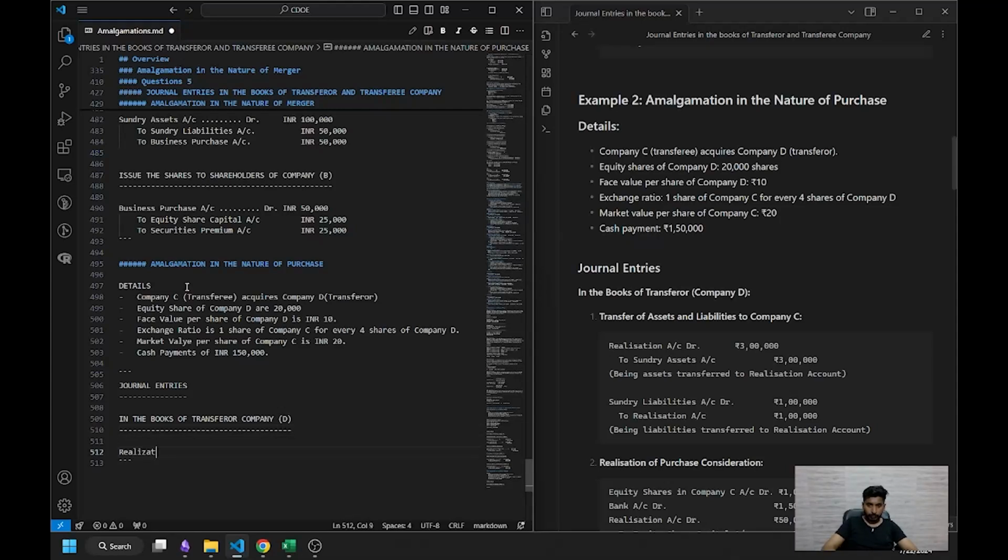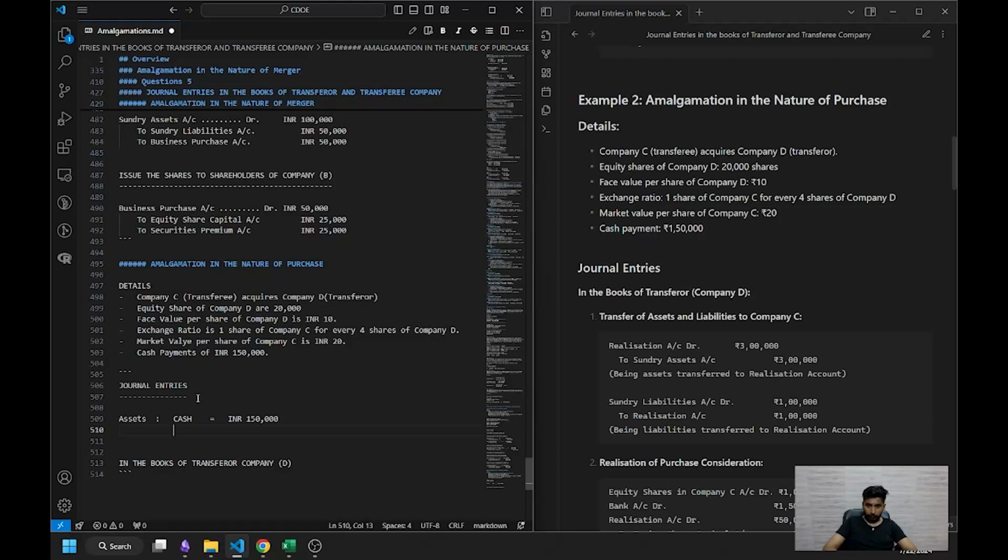First of all, the realization account. Now, how the assets of rupees 3 lakhs. First of all, we will talk about how the assets and liabilities are calculated. Assets. See, for calculating the assets, first of all, we have the cash payment, which is equal to rupees 1,50,000. Okay.